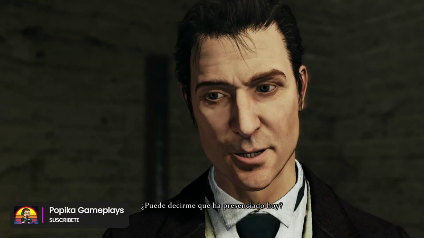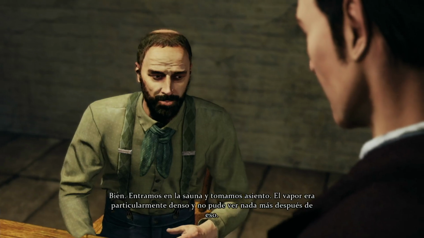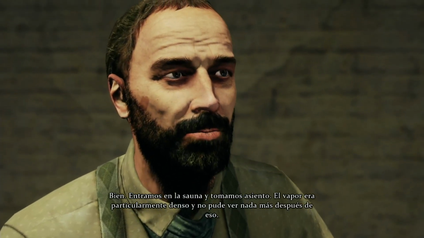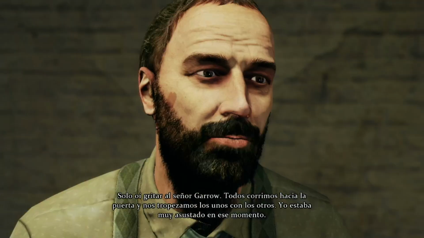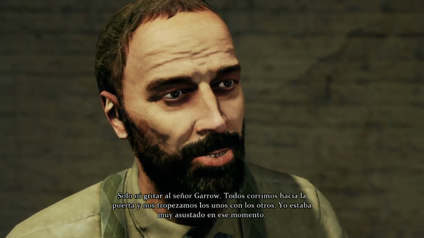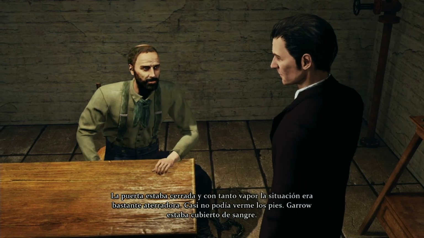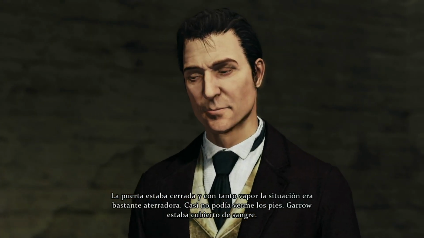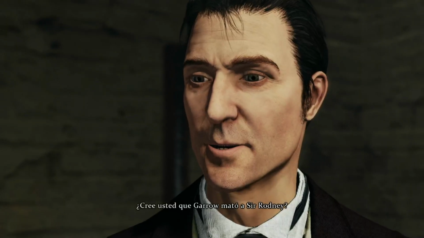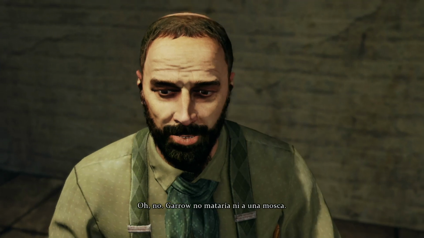Can you tell me what you saw today? Well, we entered the steam room and we all went to sit down. The steam was particularly dense, and I didn't see anything much further after that. I just heard Mr. Garrow shouting, but we all ran for the door and bumped into each other. I was very alarmed by this point. What did you do? Well, the door was stuck, and with all the steam, it was quite frightening. I was barely able to see my own feet. Garrow was covered in blood. Do you believe that Garrow killed Sir Rodney? Oh, no. Garrow couldn't harm a fly.